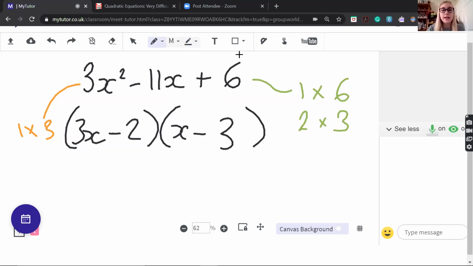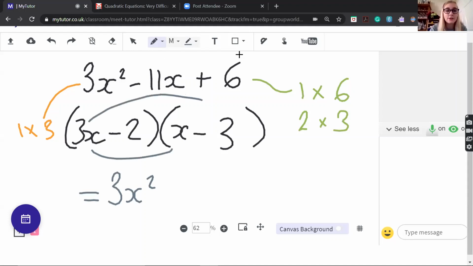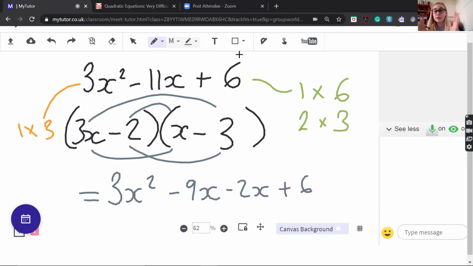So you can test this. I'll kind of prove this one to you by expanding it out again. So 3x squared, because of these two terms. Then we look at the outer two terms, so this gives us minus 9x. Then we look at the inner two, minus 2x. And then the last two, minus 2 times minus 3 is plus 6. And you'll see that just by combining those x terms, we get minus 11x. So that's just kind of a proof to you that this works.